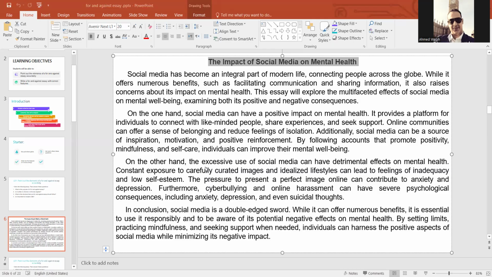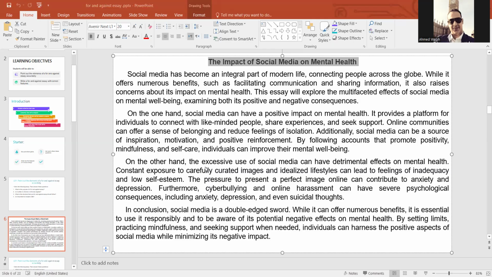Okay, so this is the overview. This is how it looks. So we need 6 paragraphs, but I'm showing you a model of 4 paragraphs here to make it shorter for you. An introduction, 2 body paragraphs for, and 2 body paragraphs against, and a conclusion. What about the language? The language is formal, so you need formal language.